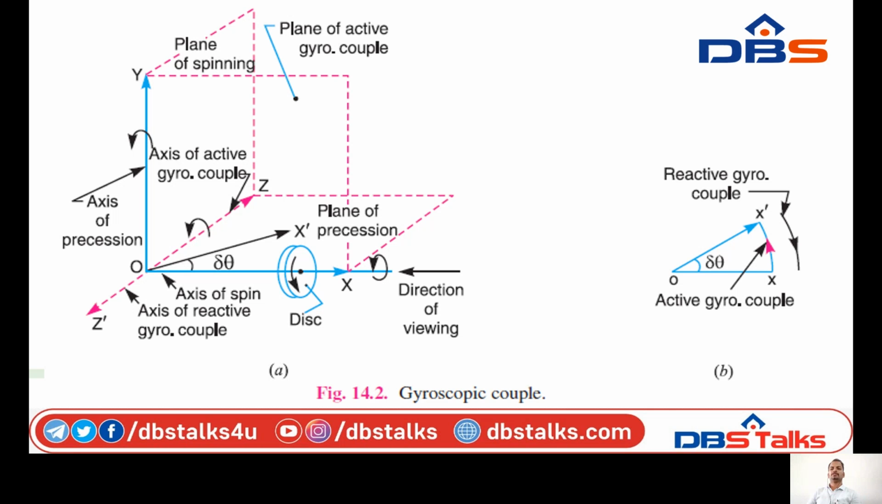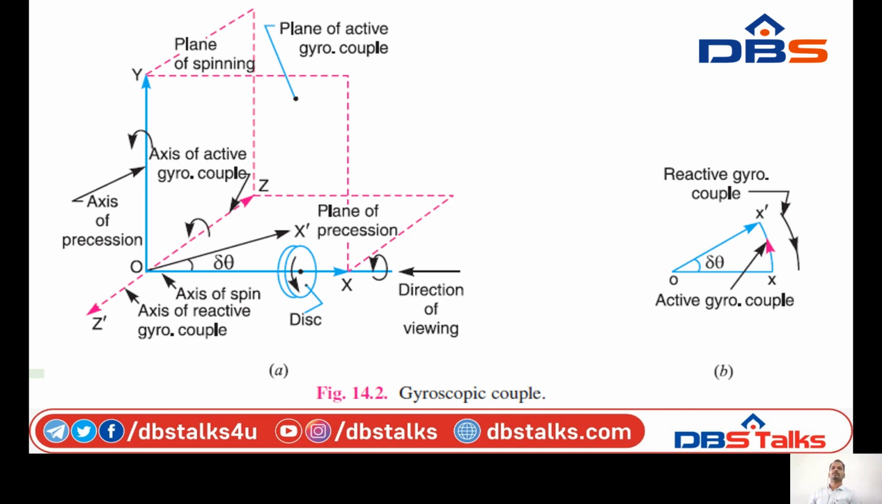So the vector XX dash is equal to the vector OX into the angle of change, delta theta. We know that the vector OX is I omega, so it is I omega into delta theta. The rate of change of angular momentum involves only the time. Since the rate of change of angular momentum results in the application of a couple to the disk, the change in momentum is a couple. So the couple will be I omega into delta theta by delta t.